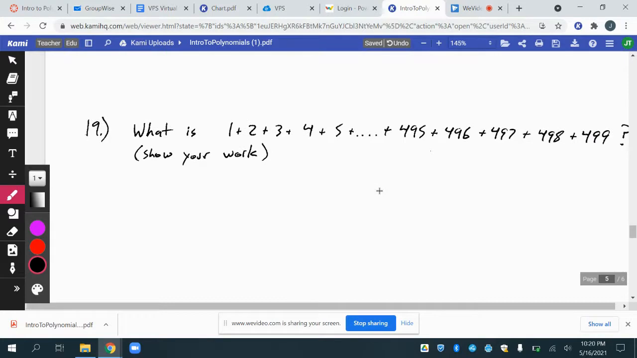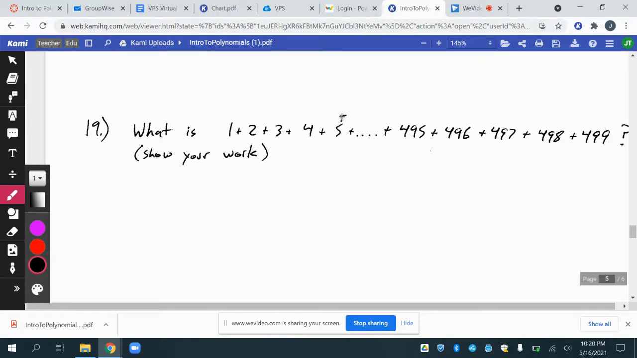Now this one's a little tricky. What we're looking for here is adding in a different order to help. Now I could add 1 plus 2 plus 3 plus 4 plus 5 plus 6 plus 7. I could type it onto a calculator, but hopefully you don't make a mistake because it could take a while just to type it in. Or I can think outside the box and try to find things that are nice to add. And this has a lot of pairs of numbers that add up to 500.